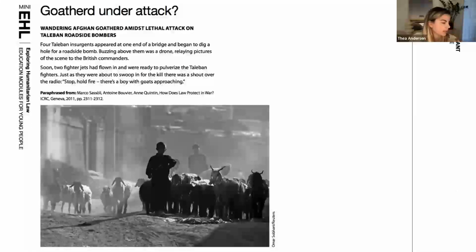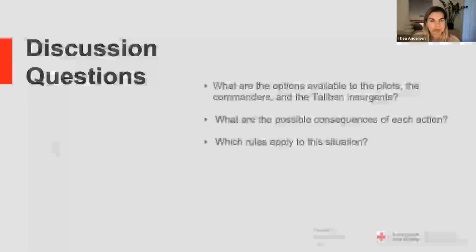Here you have it in a bigger format, so you can see the text that would be provided to the students. This is the concept that they're seeing. And then you have questions that you can ask both in the groups and then when you're together again in a class. What are the options available to the pilots, the commanders, and the Taliban insurgents? What are the possible consequences of each action, and which rules apply to the situation?